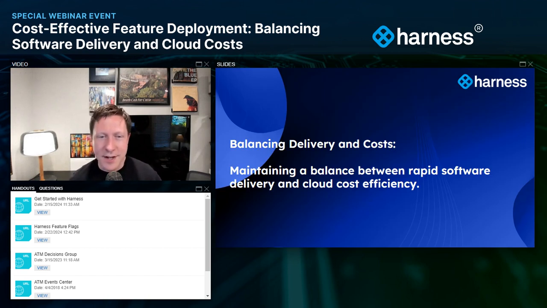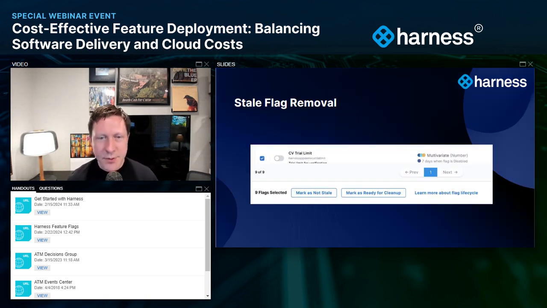All right. So let's talk about a couple other things here too. How do you maintain a balance between rapid software delivery and cloud cost efficiency? What I would argue any feature management system should have is stale flag removal. Once you use feature flags, you eventually inherit tech debt because it is a different code path in your code repos, right? So if you don't have a process to remove those stale flags, whether that's a sprint every quarter or every 6 months, you're going to run into stale flag issues where maybe that causes an incident in the future or just tech debt in general.